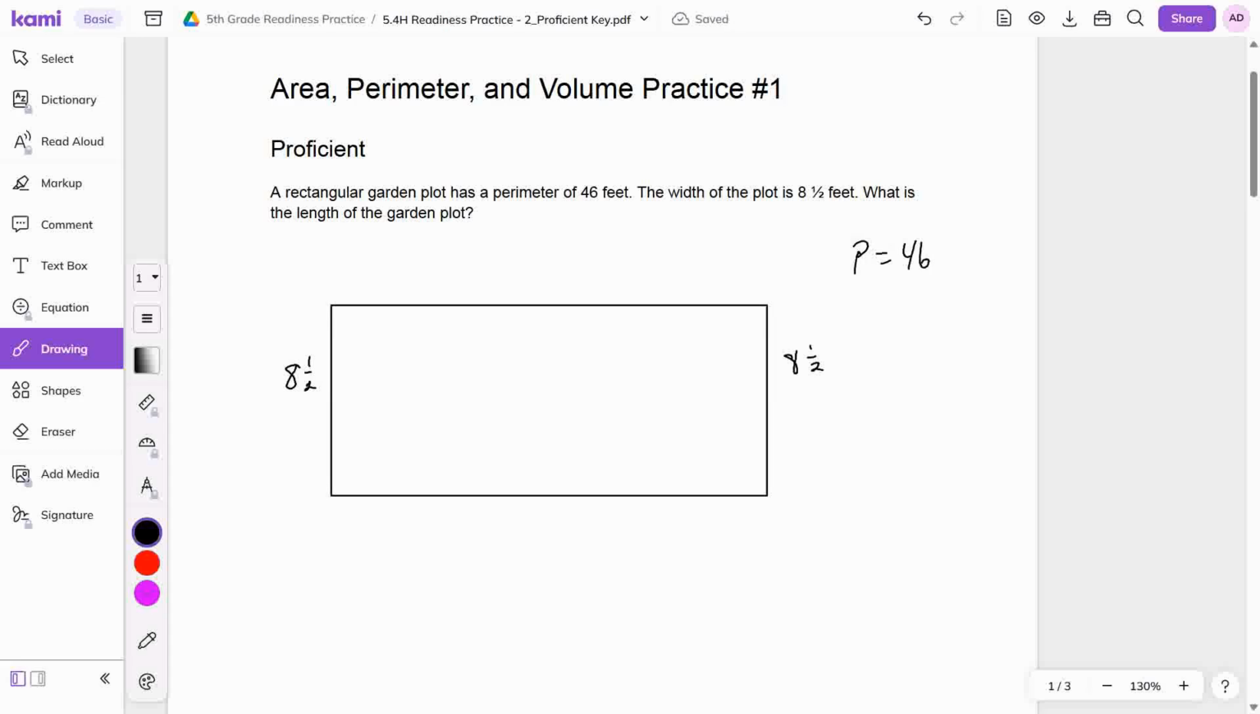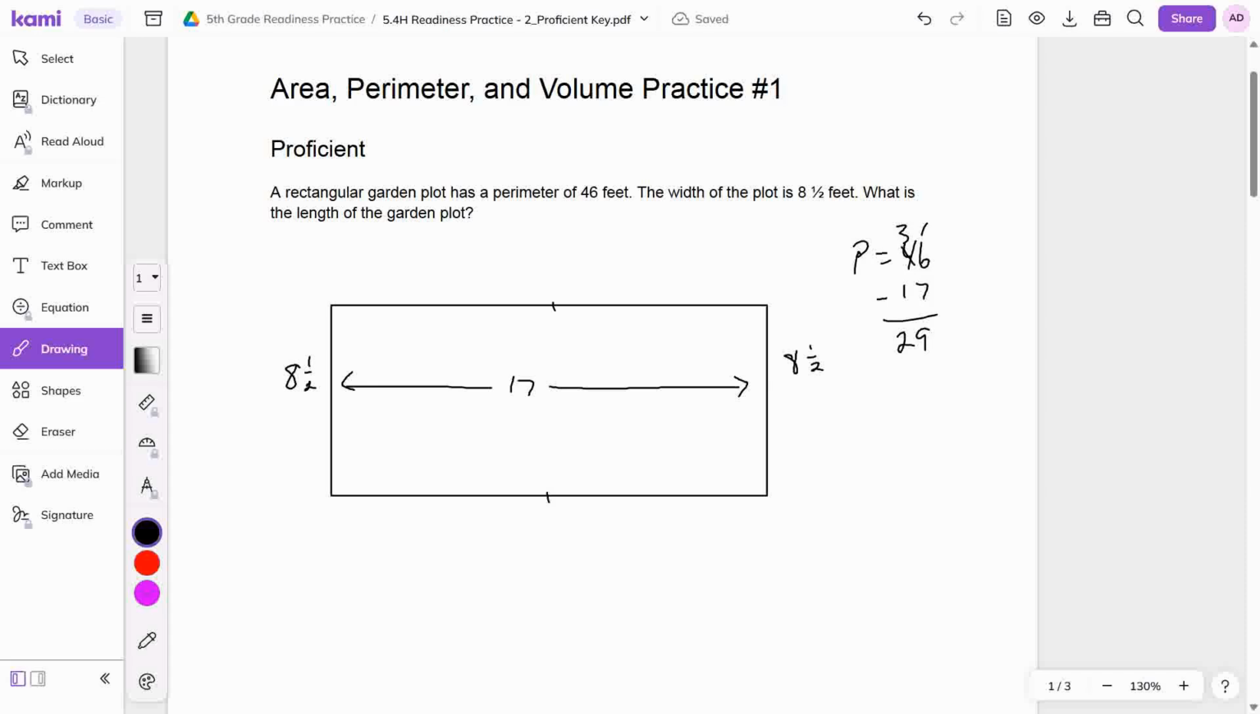All right, so what is 8.5 and 8.5? Well, 8 and 8 is 16. Add the two halves, you have one extra whole, so there's 17 feet. So between these two is 17 feet. Now, here's my question. How much is left over for the top and the bottom? So let me take that 17 feet, I'm going to take this away, and that's 29 feet.